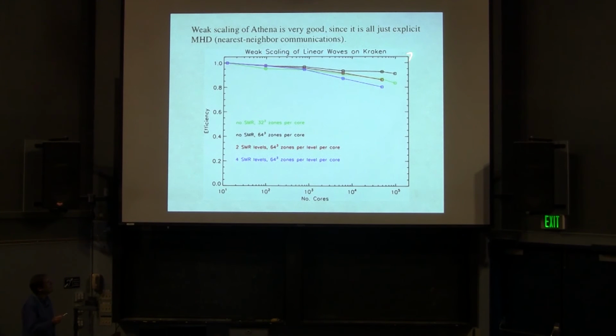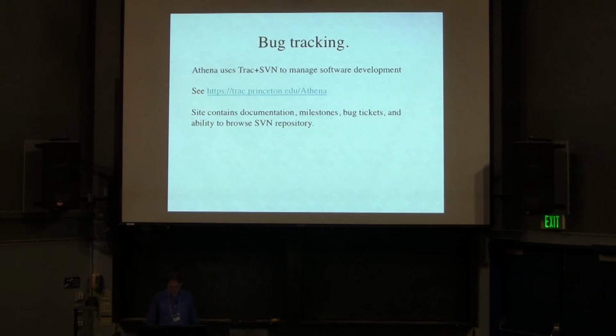And even when you add static mesh refinement, it only goes down to 85% efficient, even though I'm doing 64,000 cores. So I still think that's pretty good scaling. When I have 4 levels of refinement on 64,000 cores, it's still running at 85% efficiency. It still works pretty well, just because the way these MHD algorithms work is so straightforward and simple.